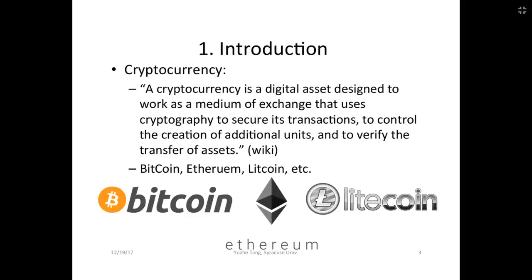Blockchain and Bitcoin is a kind of cryptocurrency. So let me start my presentation by quoting this sort of textbook definition of what a cryptocurrency is. This is quoted from Wikipedia. A cryptocurrency is a digital asset designed to work as a medium of exchange that uses cryptography to secure its transactions, to control the creation of additional units, and to verify the transfer of assets. At the end of this year, you probably heard the terms Bitcoin, Ethereum, and Litecoin. Those are the popular currencies on the market.